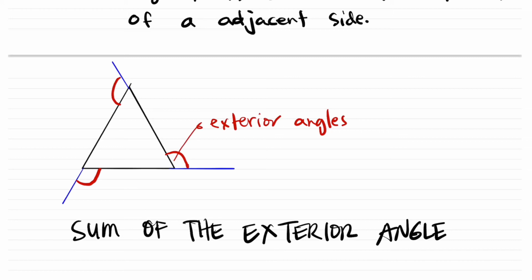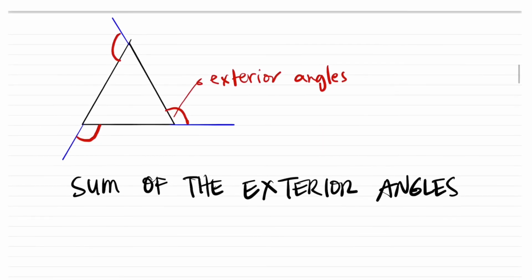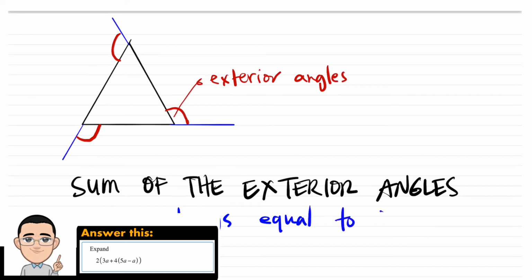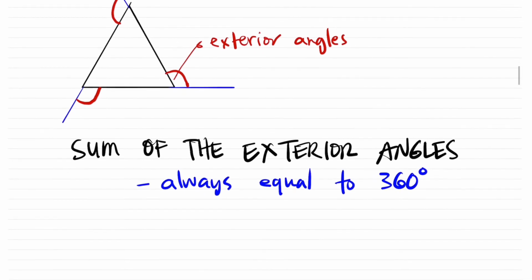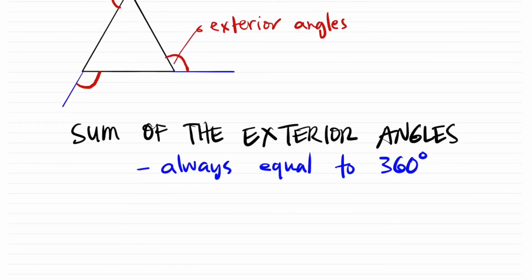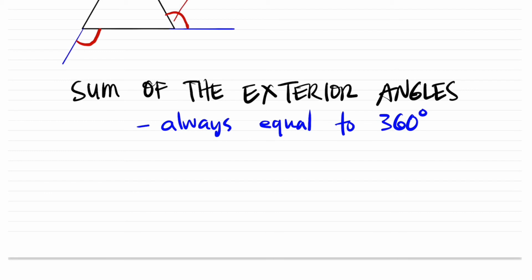Alright, so now what is the sum of the exterior angles? The sum of the exterior angles is always equal to 360 degrees. So that would be the sum of the exterior angles of a certain polygon. It is always equal to 360 degrees. So if you have a triangle with 120 as the exterior angle, the rest of the angles are also 120 degrees.